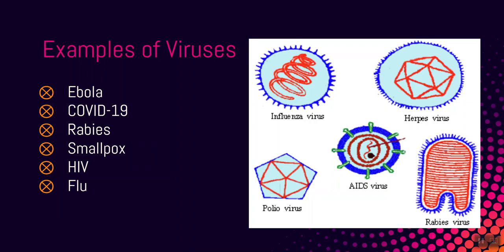And let me give you some examples of viruses. Things like Ebola, COVID-19 that is affecting us currently, rabies, smallpox, HIV, the flu. All of those are viruses that have this same sort of structure with that protein coat and the single strand of DNA. All of them require healthy host cells in order to hijack them and have the host cell use its machinery to then replicate the viral DNA.